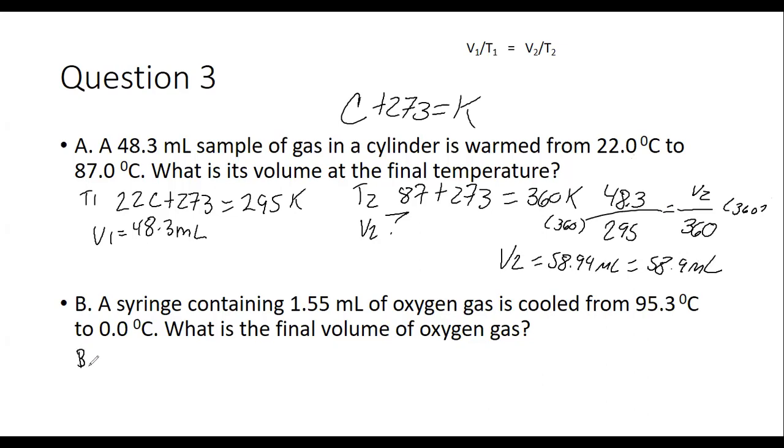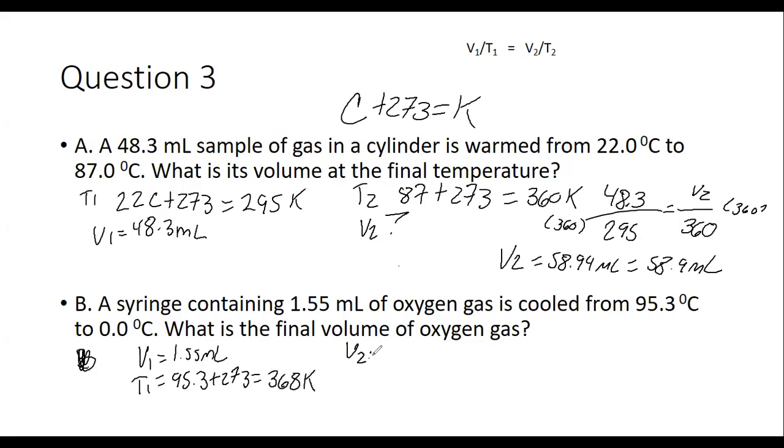So B, let's take a look at B. A syringe containing 1.55 milliliters. So that's volume 1. It's cooled from 95.3. So that's my initial temperature. So 95.3 plus 273 is 368.